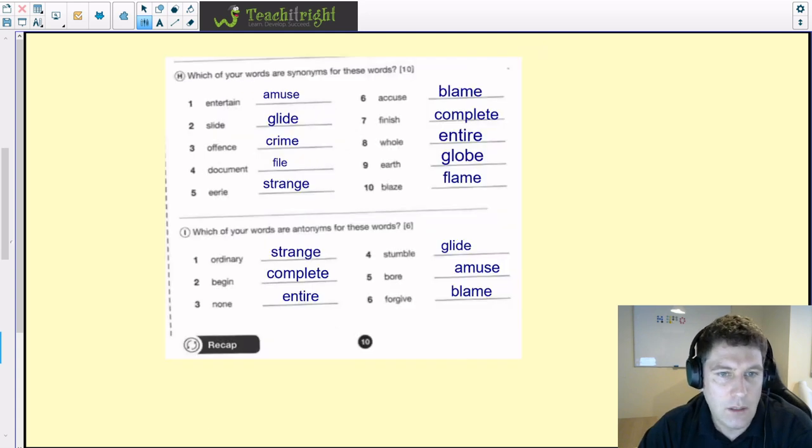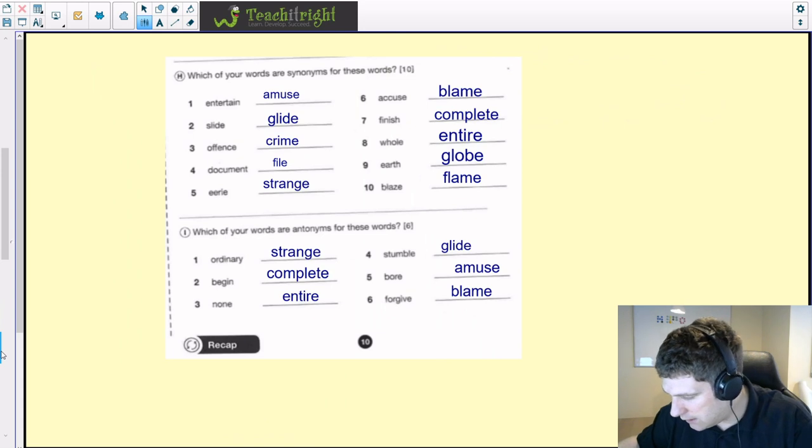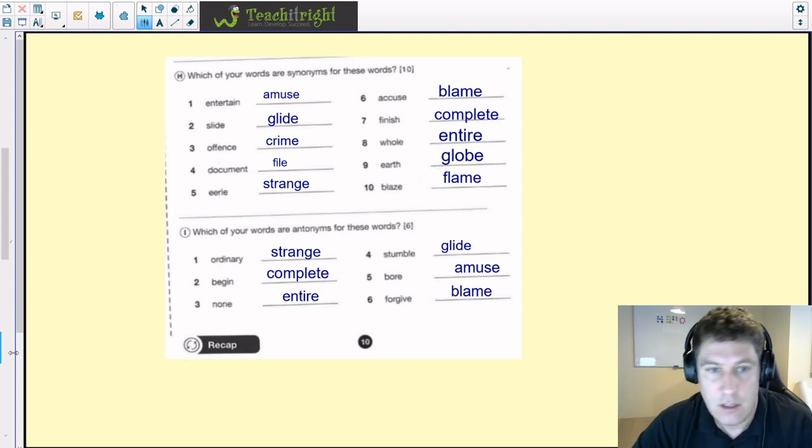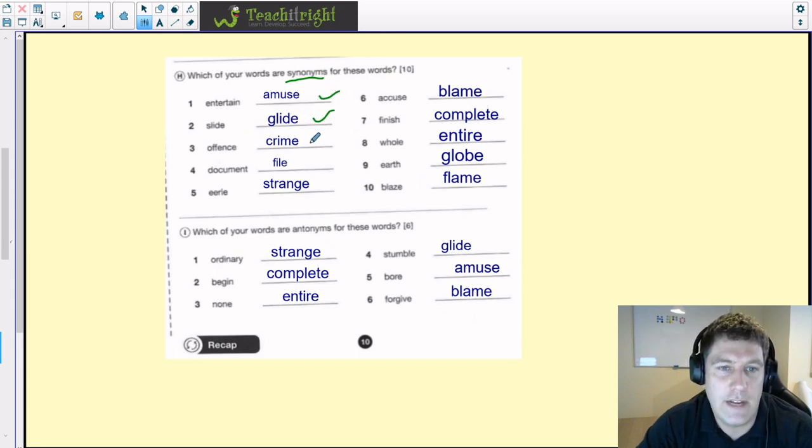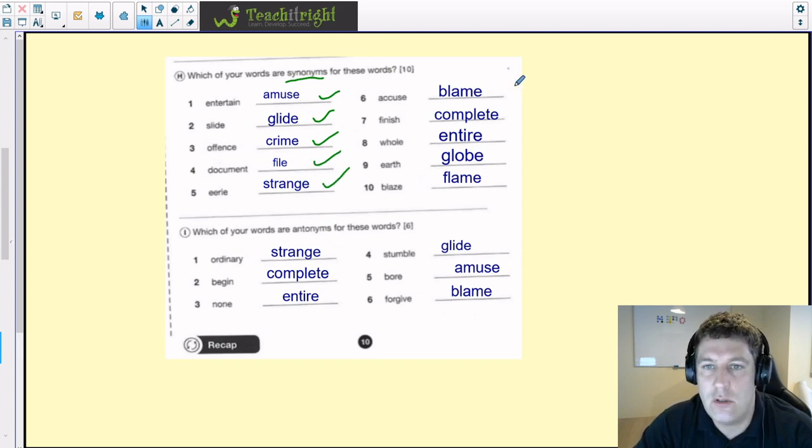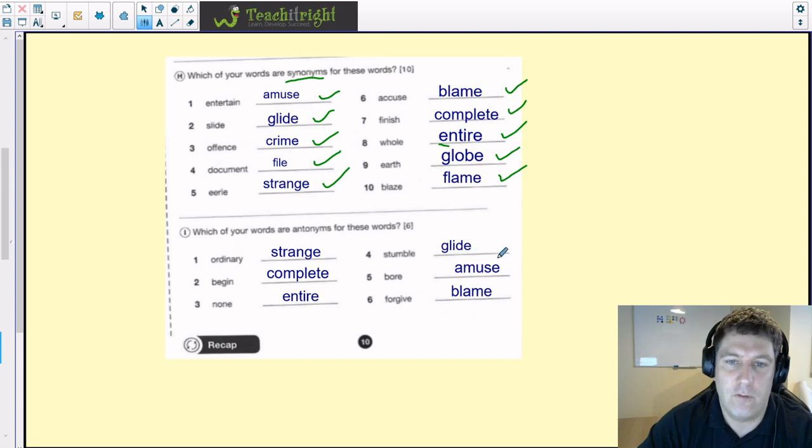Okay, we then got the last bit, I think, on page 10. So I think we're in the right place here. Yes, on page 10. Hopefully you can just check these last ones. So what have we got? We've got some synonyms. Entertain and amuse, slide and glide, offence and crime, document and file, eerie and strange, accuse and blame, finish and complete, entire, that's a great word, entire like a whole, globe and flame.